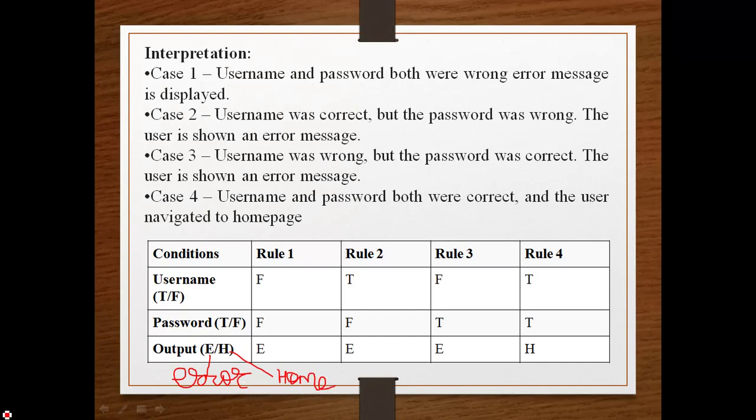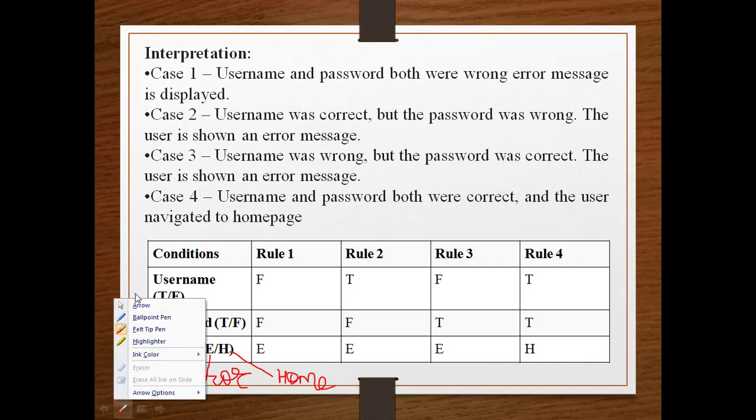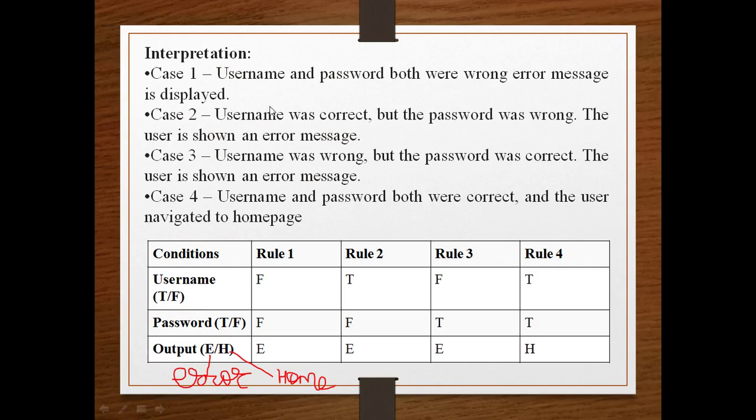Okay, let's go ahead with it. Arrow. So now here I have drawn the table. These are the rules: rule 1, rule 2, rule 3, rule 4. I have written username, password and output.